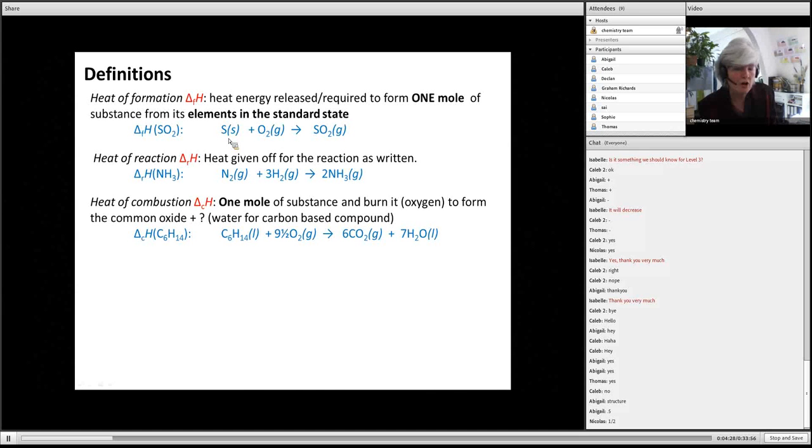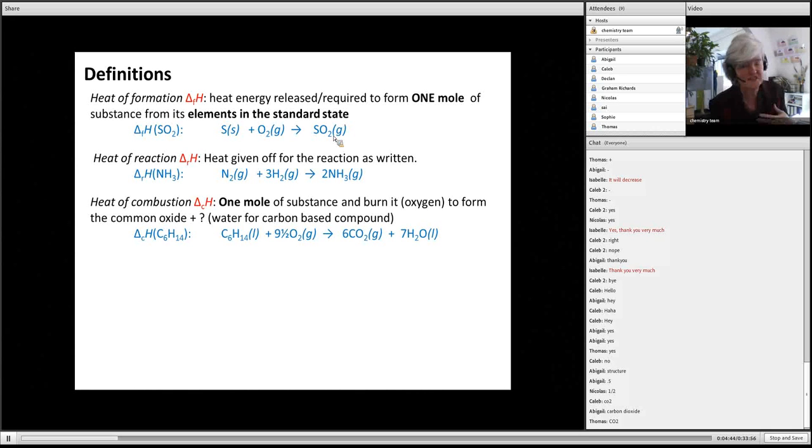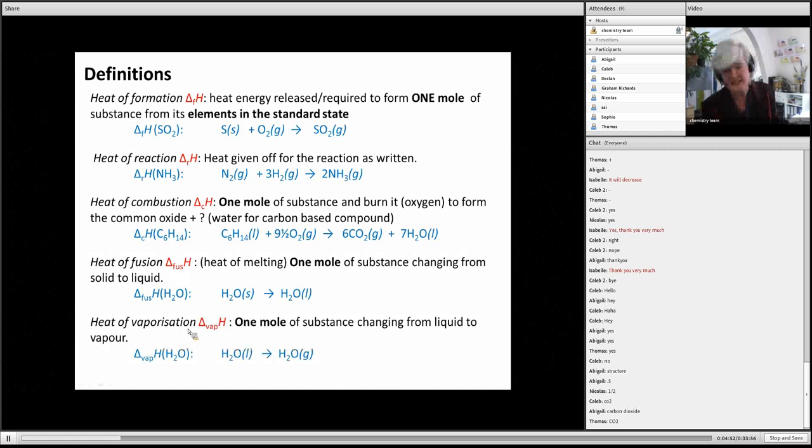If I was burning carbon, what would be my product on the right-hand side? It'll be carbon plus oxygen. What would I form? What would be the most normal one for complete combustion? Carbon dioxide, correct. You wouldn't say carbon monoxide because that's not complete combustion. It's to where it's totally gone. Okay, then remember there's the heat of fusion, there's the heat of vaporization, and then also the heat of sublimation.